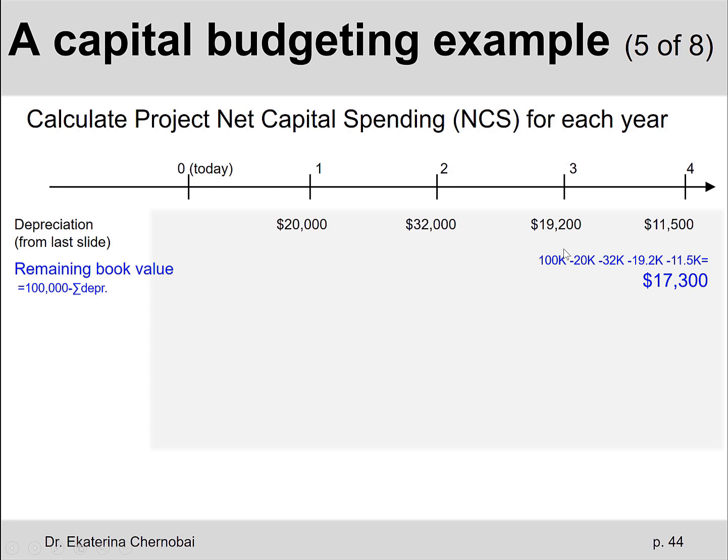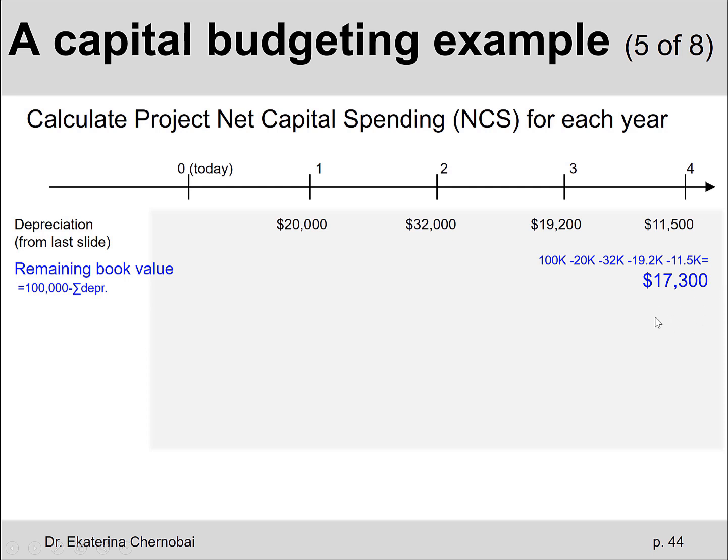So $100,000 minus $20,000 in depreciation in the first year, minus $32,000 in depreciation in the second year, minus $19,200 in depreciation in the third year, and minus $11,500 in depreciation in the fourth year, gives $17,300. Why do we need the remaining book value? Because at the end of the last year, we would be selling all equipment. It will be sold as used, right? And that will bring us extra money, right?